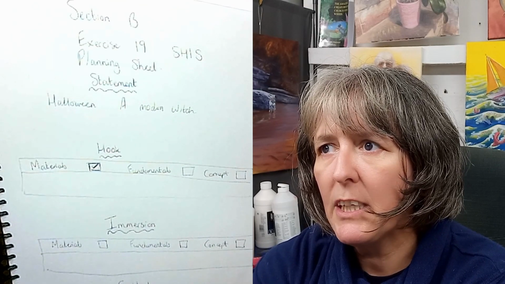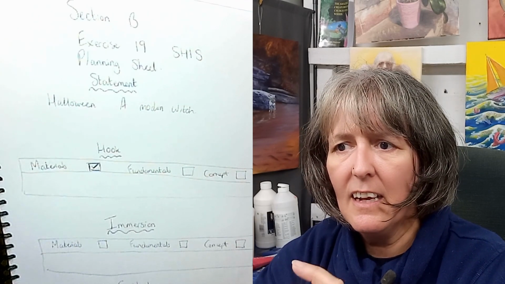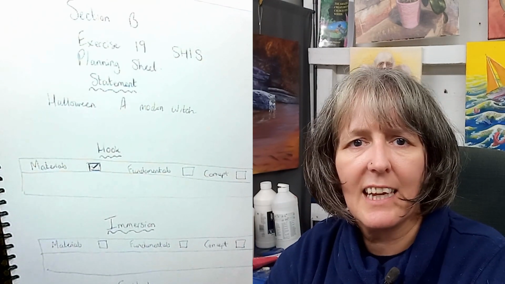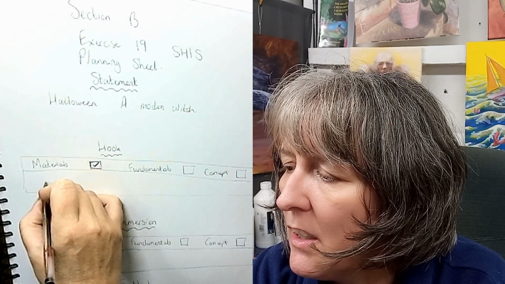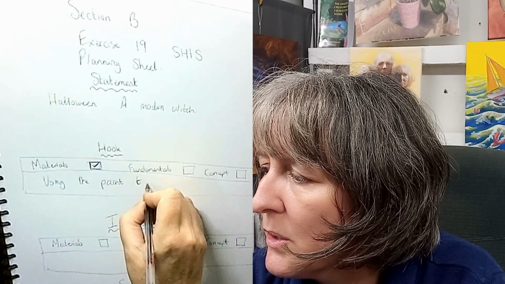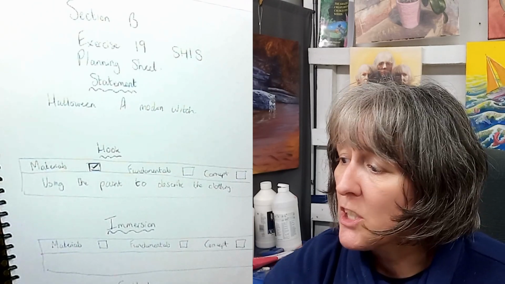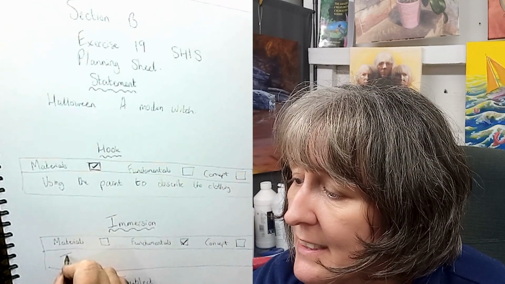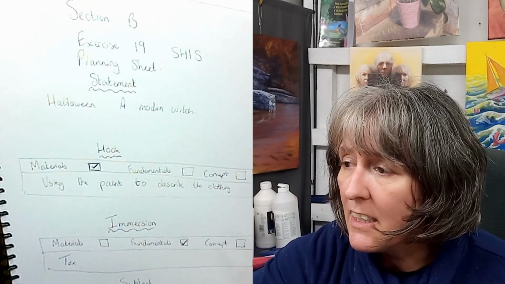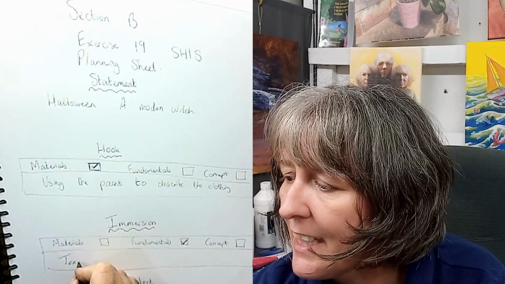I'm going to be using layers and glazes and thickness and really using the texture of the paint to describe the texture of the materials. So materials, using the paint to describe the clothing. That's going to be the hook. The immersion, we've got the fundamentals. It's going to be the textures. Once they get the hook of, oh, what have they done there? You go in and you go, oh, look, that's that material. That's that material. Yeah. So the immersion is textures.